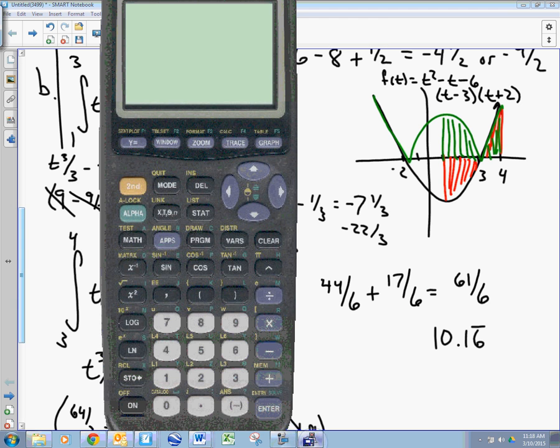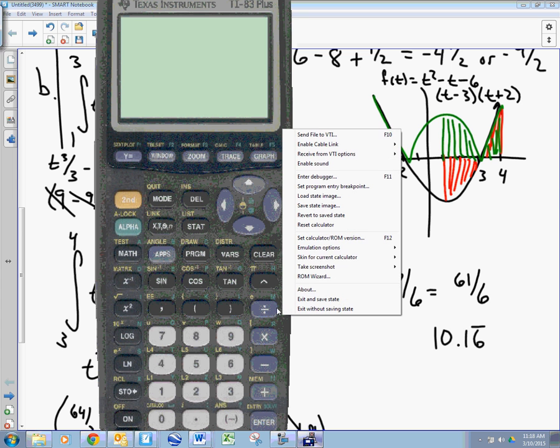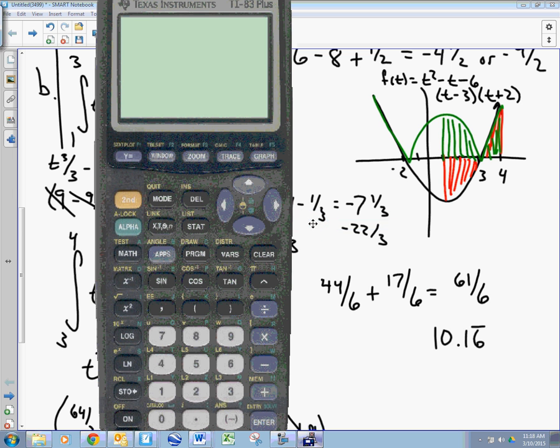So all you have to do on the test is go to your calculator. You turn it on. Go to y equals, and I type in the absolute value. So I type in ABS of x squared minus x minus 6. And I go second calculate, and I evaluate the integral from 1 to 4. It does exactly what I want it to.